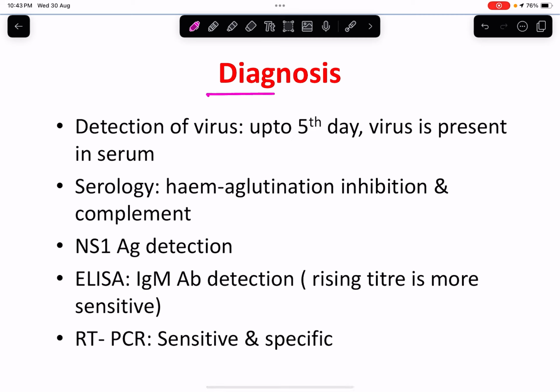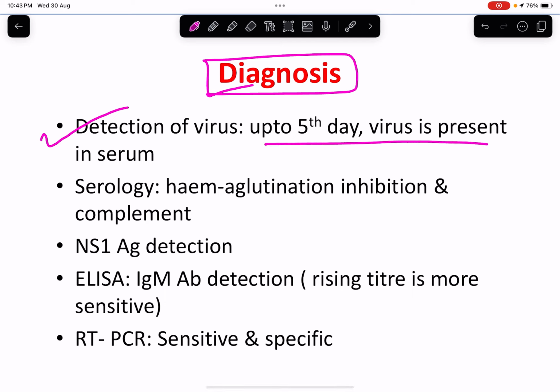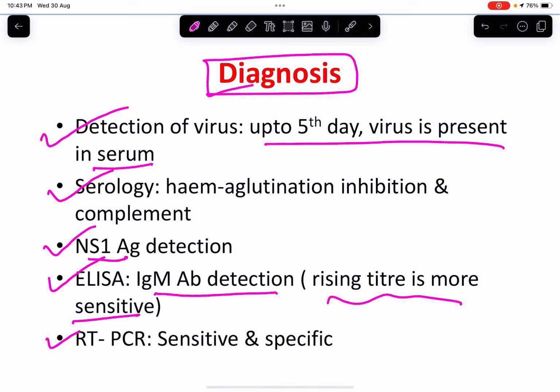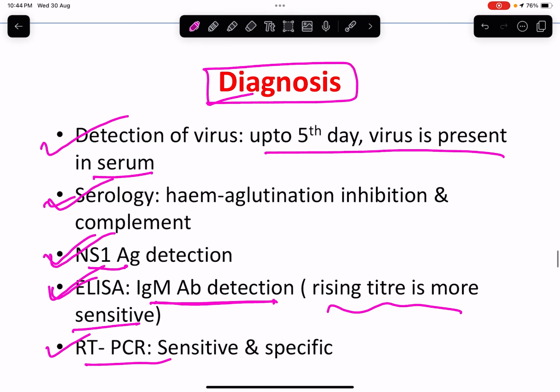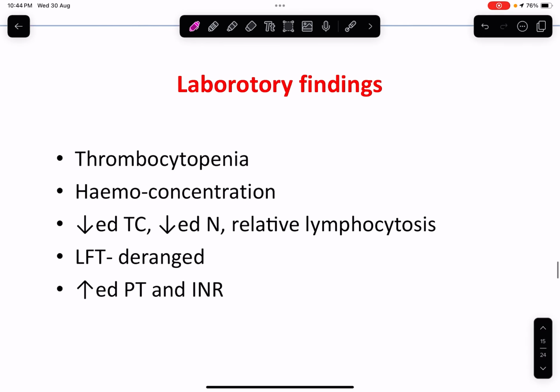Okay, now how do you diagnose dengue fever or dengue virus? Detection of virus, up to 5th day it is possible, virus is present in serum. Serology can be done. Detection of NS1 antigen is important. By ELISA we can detect IgM antibody. Rising titer is more sensitive. RT-PCR is done, sensitive and specific. So serology, NS1 antigen, IgM antibody detection and RT-PCR. So this is how we diagnose a case of dengue fever.